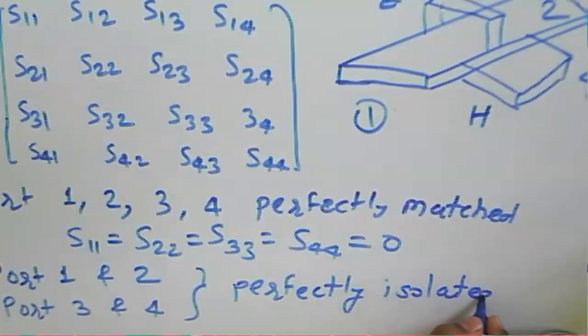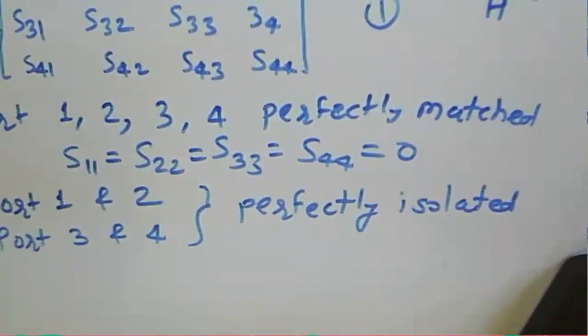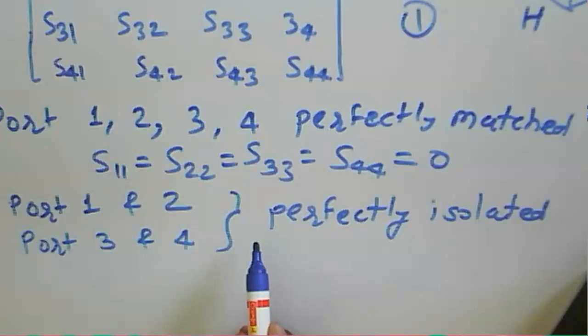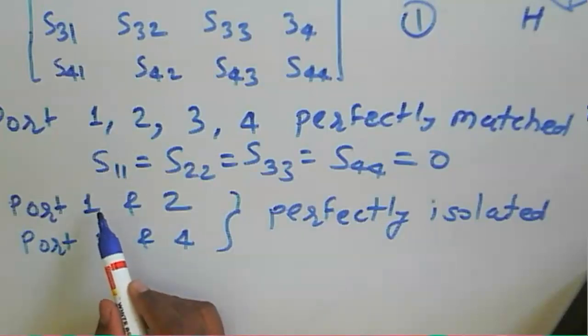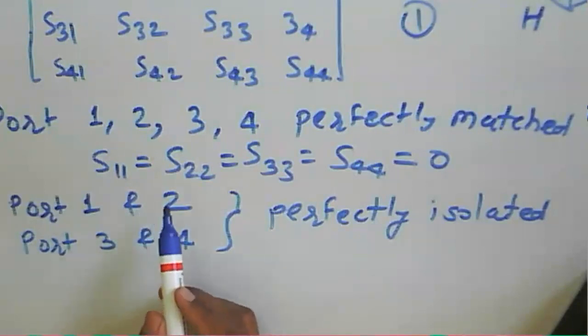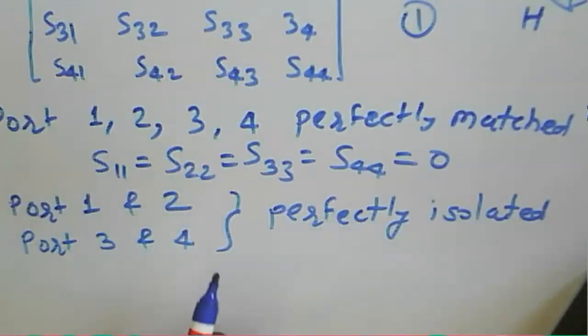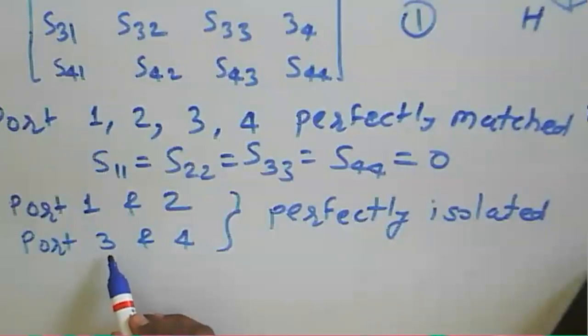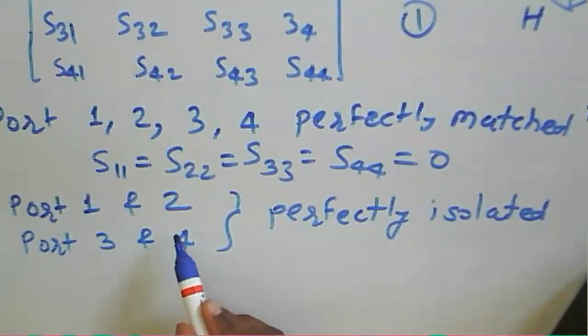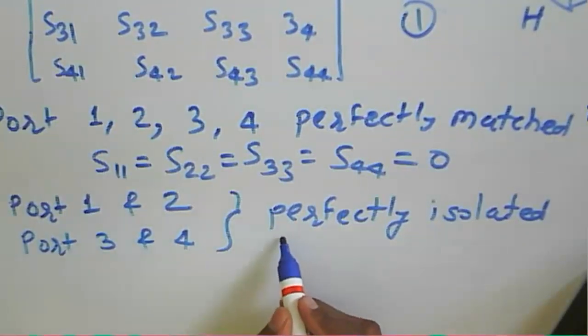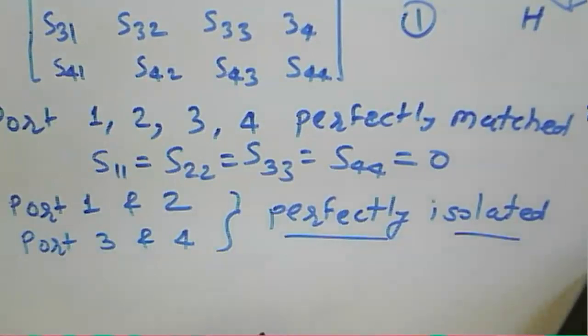Now, port 1 and port 2: if we provide the input to port 1, there is no output at port 2. If we provide the input to port 2, there is no output at port 1, which means they are perfectly isolated. Similarly, for port 3, if we provide the input to port 3, there is no output at port 4. If we provide the input to port 4, there is no output at port 3. This means these are perfectly isolated ports.